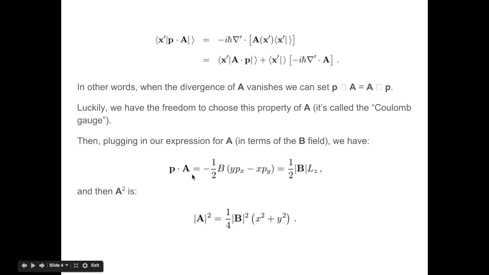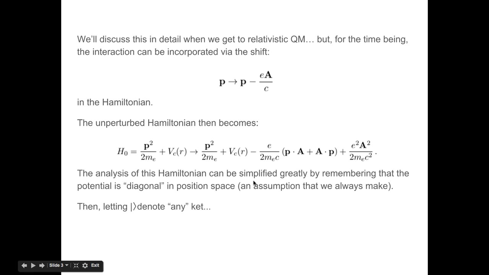So now we just have one term, this P dot A, right? And I can now plug in the A that we had written down before that gives us a magnetic field in the Z direction, and take the dot product. What I get is something that looks like this: minus 1/2 B, and then this combination of YPX minus XPY, and that's just the orbital angular momentum operator in the Z direction, okay?